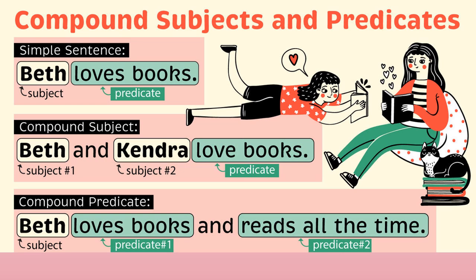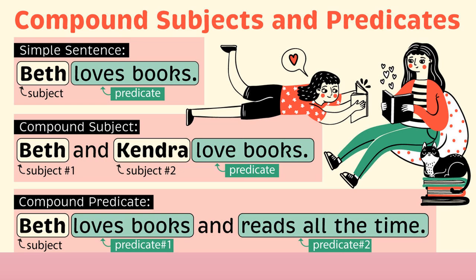When I say we need a compound subject, we are looking for more than one subject. As you can see in this sentence, Beth and Kendra love books. The compound subject here is Beth and Kendra. It's two subjects. And what do they do? They love books, which is also the complete predicate. If I asked you in this sentence, where is the simple predicate? You have to tell me it's going to be love, because we always look for the simple verb in the simple predicate. Okay.